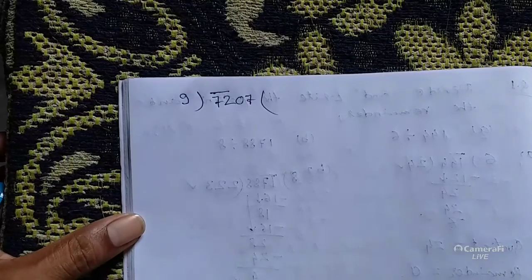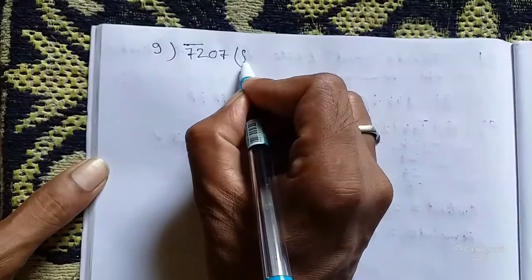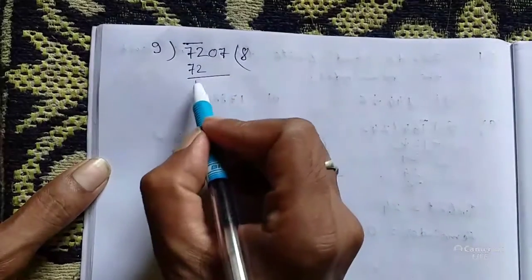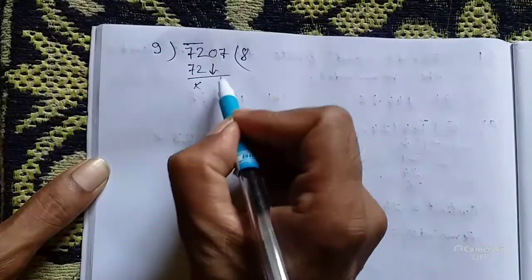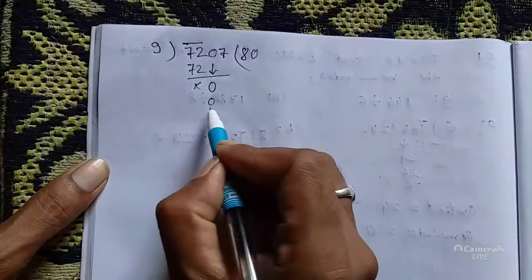Now proceed with the table of 9. 9 1s are 9, 9 2s are 18, 9 3s are 27, 9 4s are 36, 9 5s are 45, 9 6s are 54, 9 7s are 63, and 9 8s are 72. We are getting exactly 72 by 8. 9 8s are 72. Now take the next digit. Here remains nothing. Now take the next digit 0. What should be multiplied with 9 to get 0? 9 0s are 0. This one is completed.